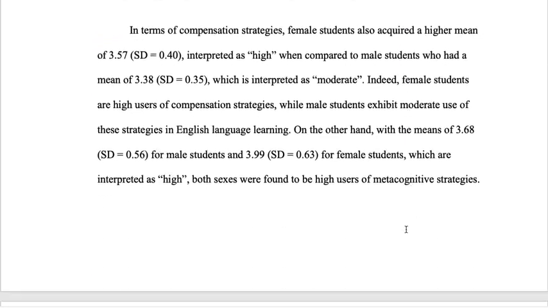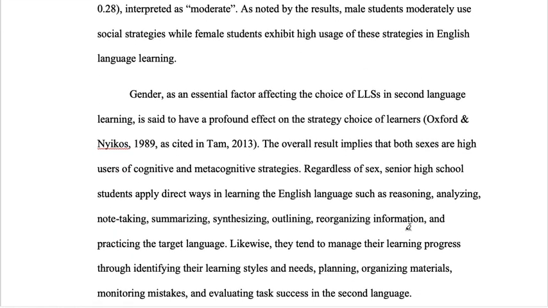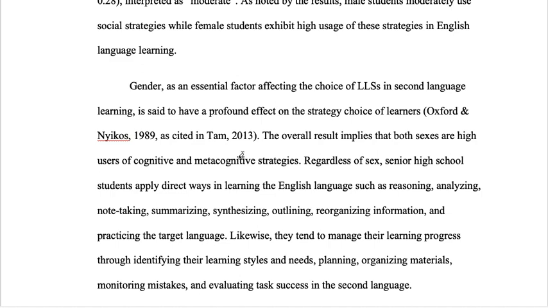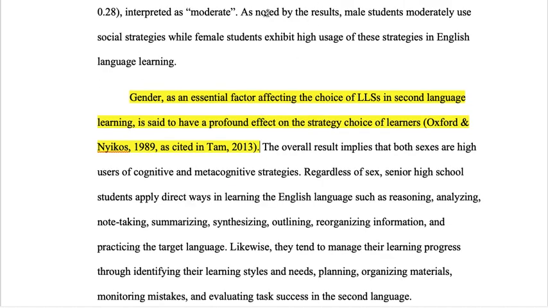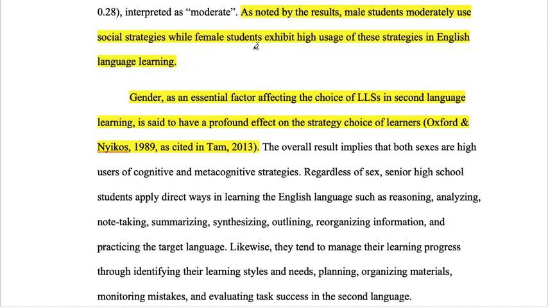So, let's proceed with the table. Okay. Take note that citing important literature or citing results of other studies like this one, okay, I've cited TAM, is a plus in writing your results and discussion. Aside from the implications, okay, for example, as noted by the results, male students moderately use social strategies while female students exhibit high usage of these strategies in English language learning. This is already, class, implications.